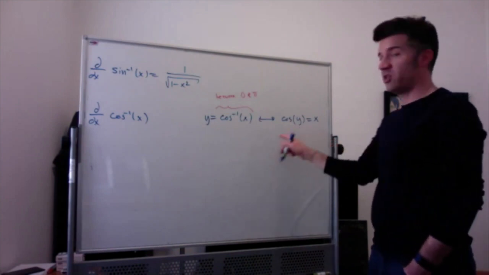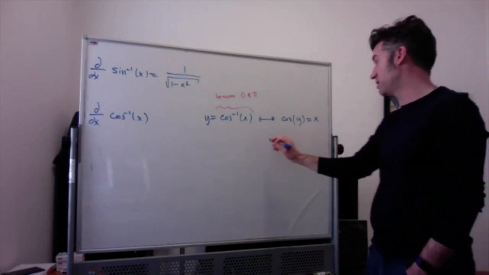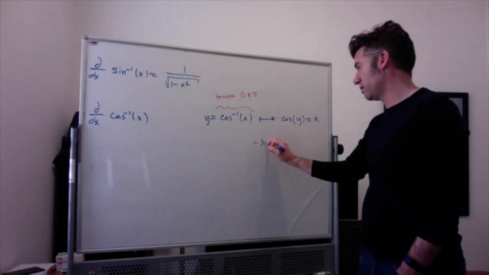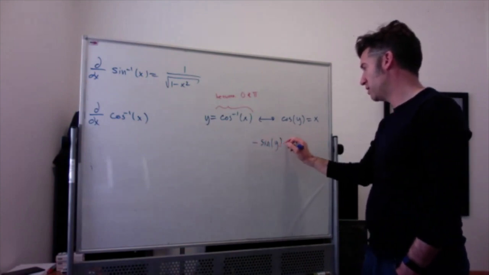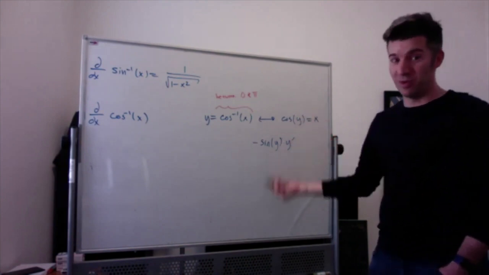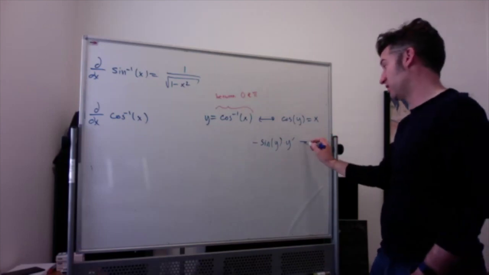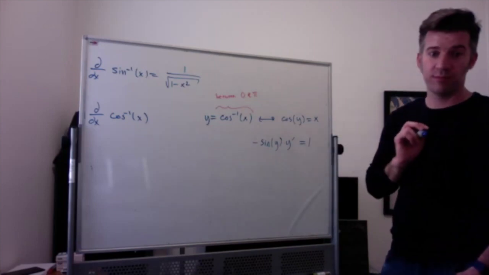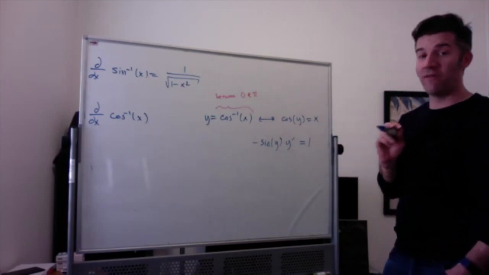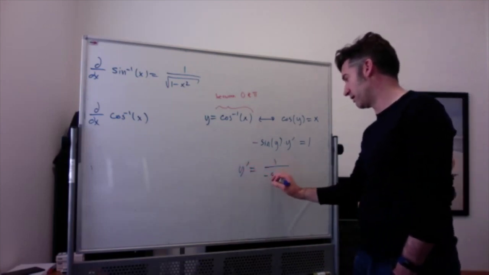So now we're going to differentiate both sides. The derivative of cosine of some stuff is negative sine of the stuff times the derivative of the stuff. And every time we do one of these inverse trig ones, the x is always going to be by itself, and the derivative of x is just 1. So let's solve for y prime. Y prime is 1 over negative sine of y.